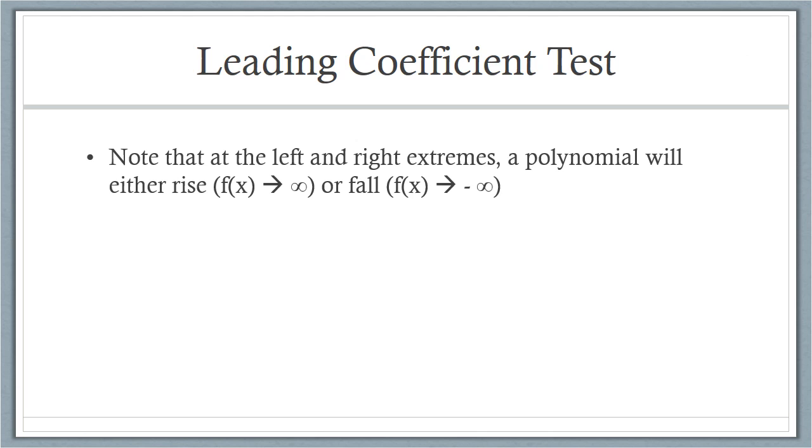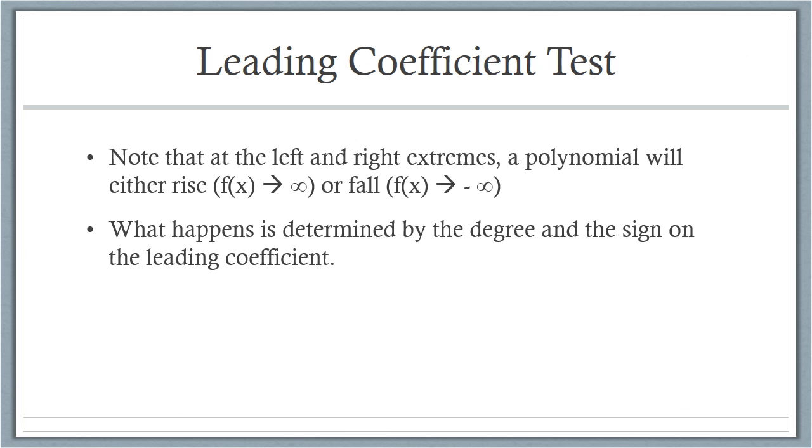Now, you need to note that at the left and right extremes of a graph, a polynomial will either rise, in other words, it'll go towards infinity, the y values will, or it will fall. In other words, the y values will go towards negative infinity. What happens is determined by the degree and the sign on the leading coefficient.